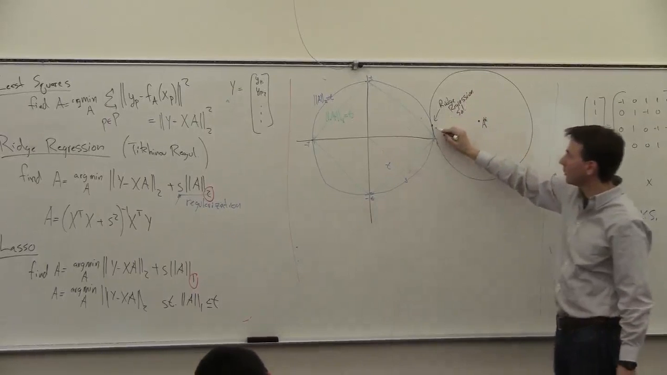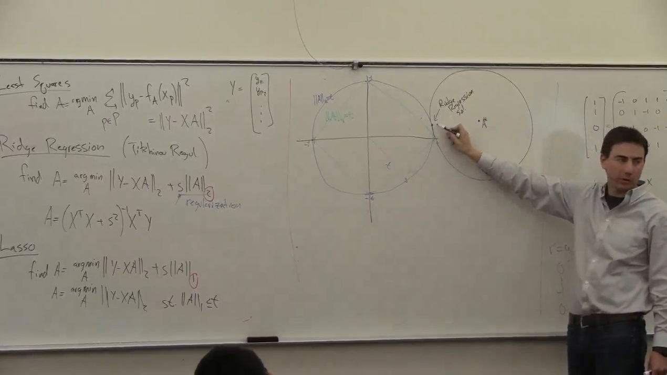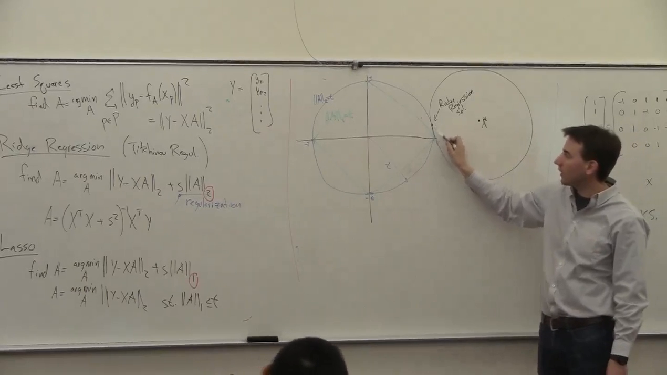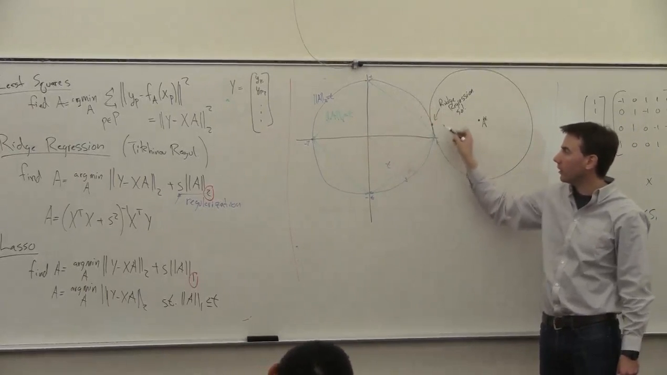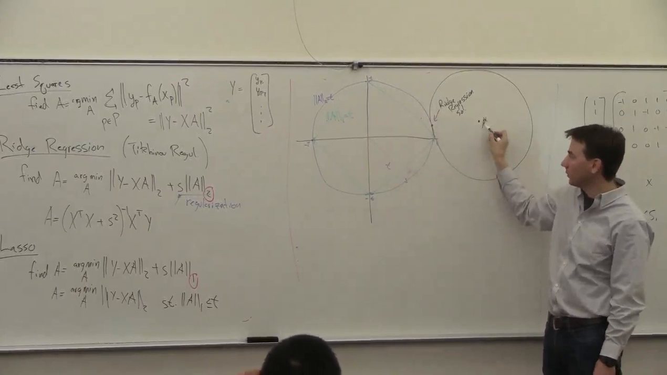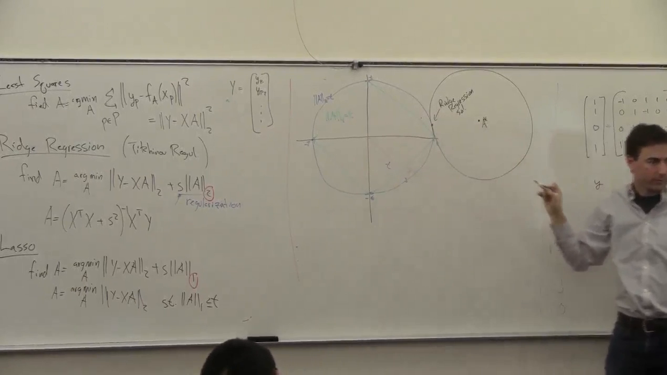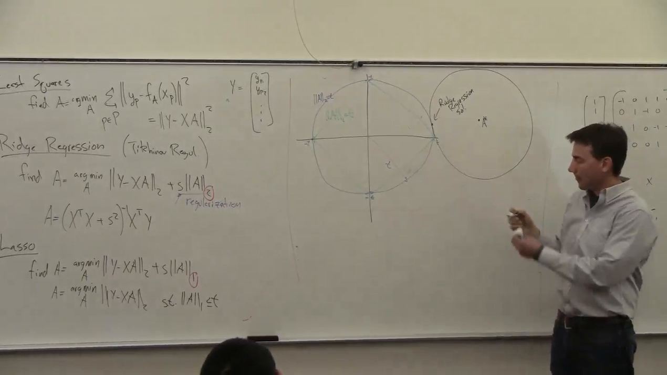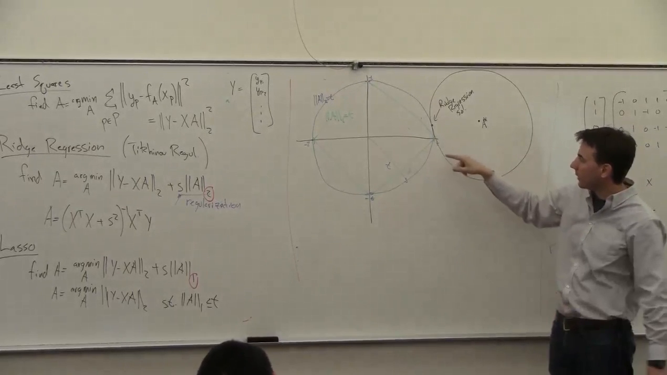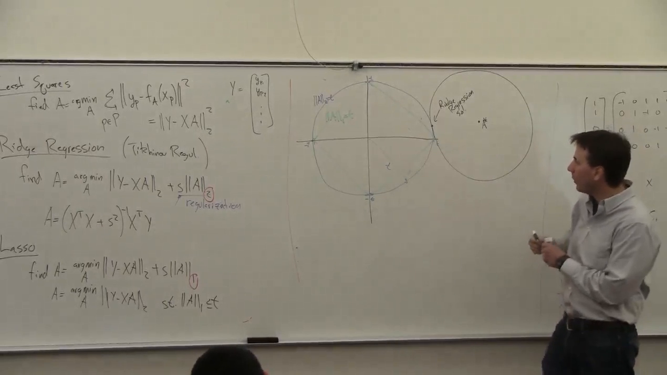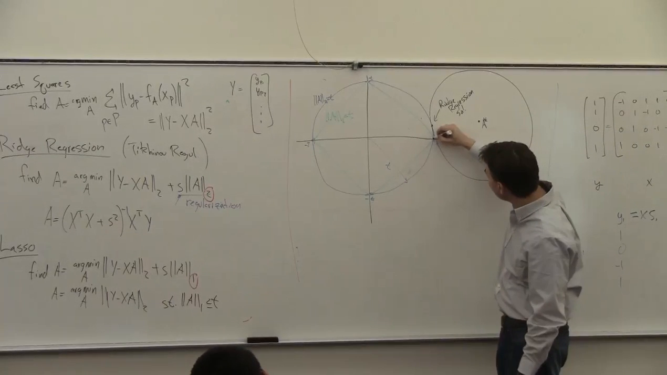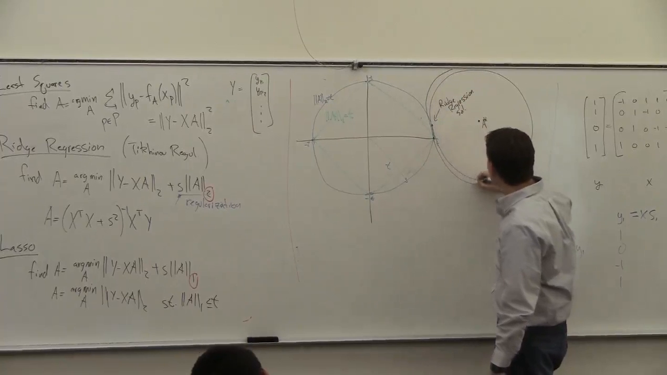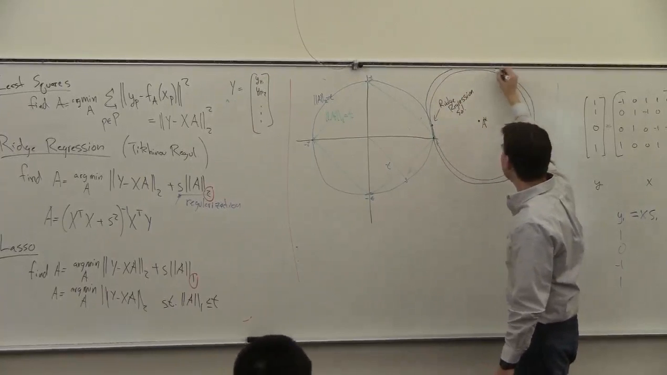So this is my solution for ridge regression. It's going to be the closest point inside this L2 ball with radius t to this least squares solution. But if I look at the closest point under the L1 ball, it's going to end up being down here, and it's going to be slightly different. So I'm going to get a slightly different solution here.